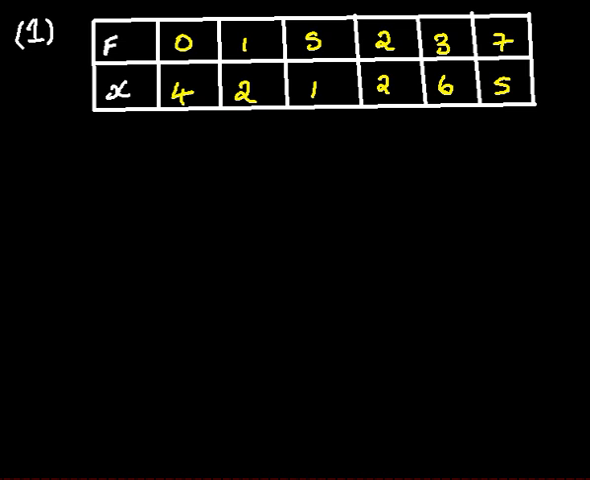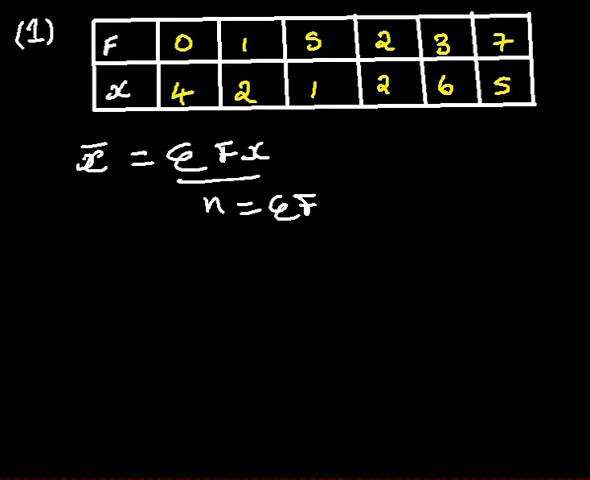Now, when it comes to this case, the principle remains the same, only how do you think we should find the mean for this data? Now the mean, which is x bar, is given as the summation of fx divided by n, which is the same as the summation of the frequency. Keep that in mind. So in this case, it means we'll have 0 times 4 plus 1 times 2, and so on until we have the sum of those.